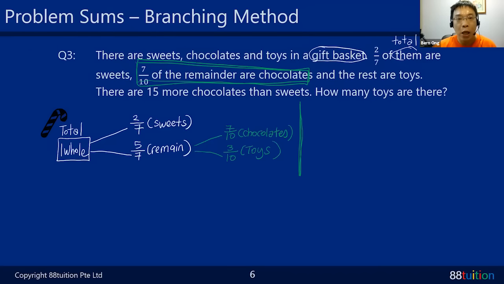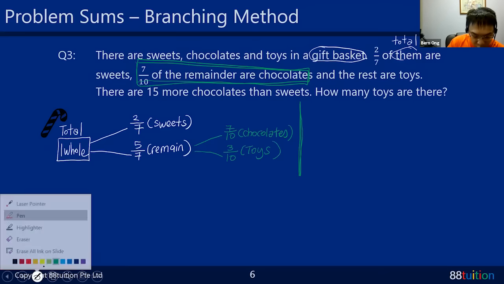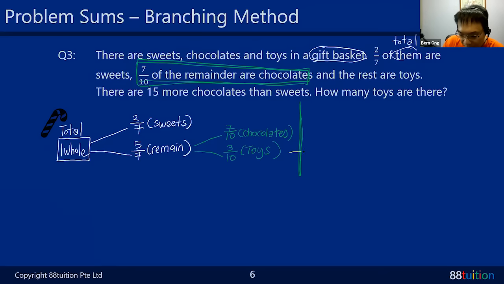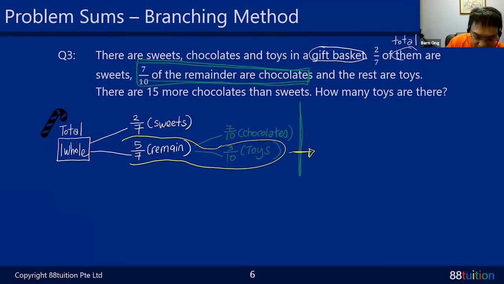Okay, so what happens here? Let's bring the fractions to the same level. So once again, I want to talk a little bit about this. If I want to find the fraction that represents the toys, I'm looking at this particular line out here. Can you see now? The toys, 3 over 10, comes from the 5 over 7. So I need a fraction that represents the original amount. If I can link up to the front down here, it would be the best.